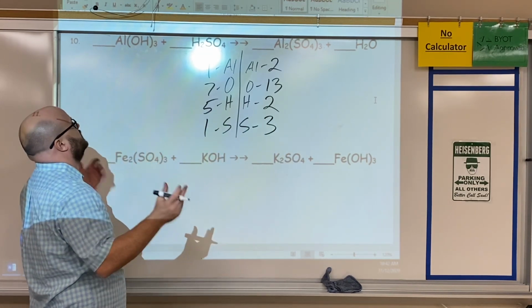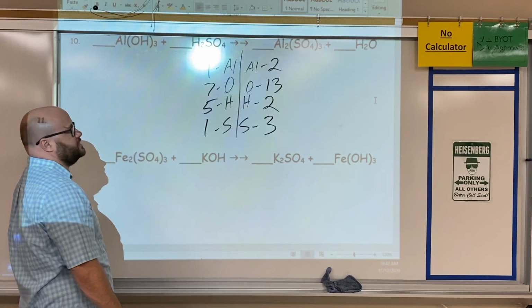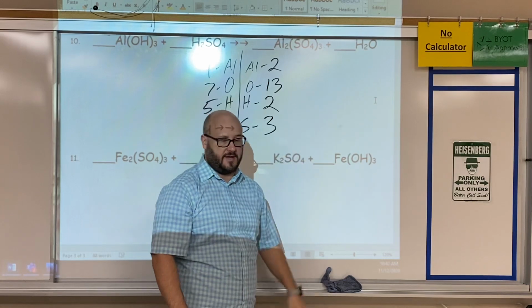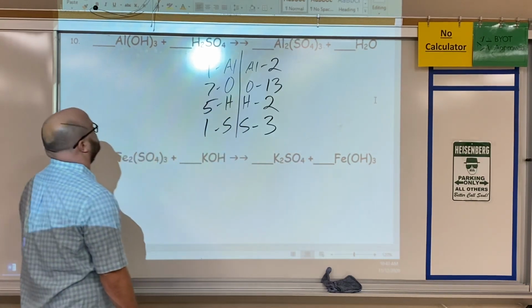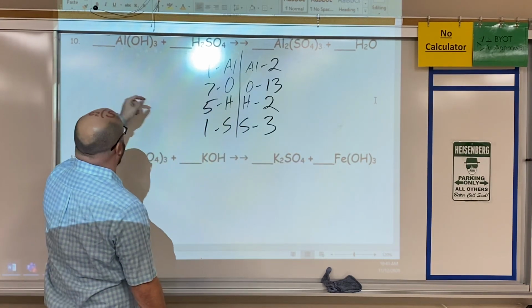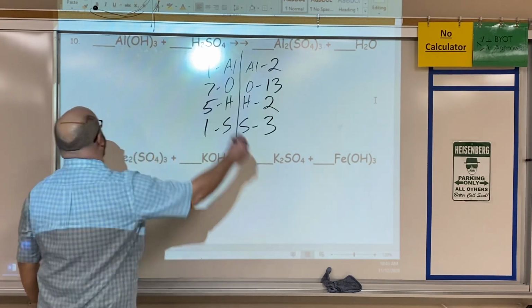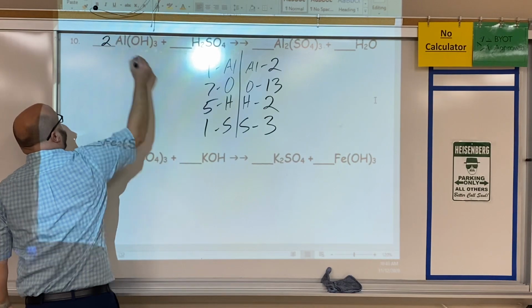Where do we start? There's no wild cards, but H2O is the closest thing we have, so save those for last. So we'll go ahead and start with aluminum. To make aluminum balance, pretty simple. We put a 2 right there.